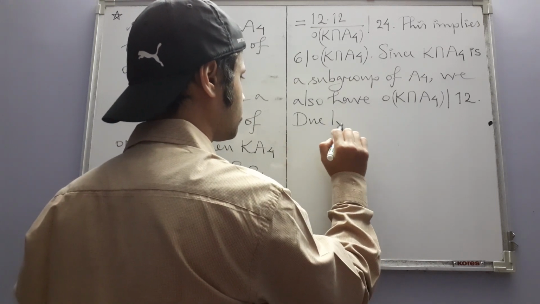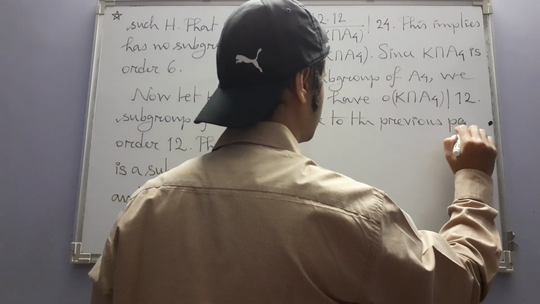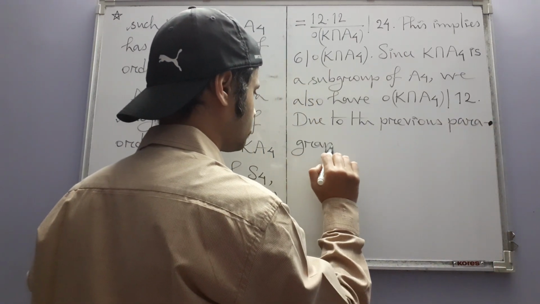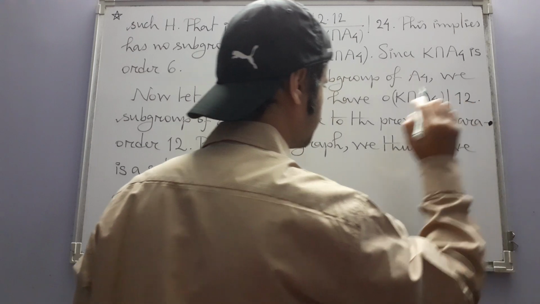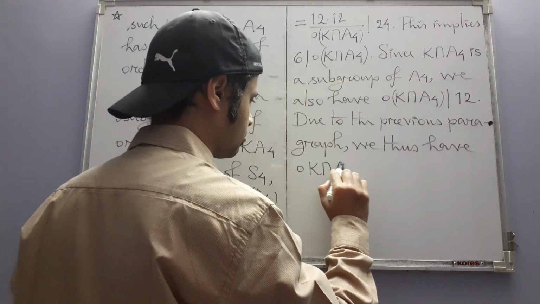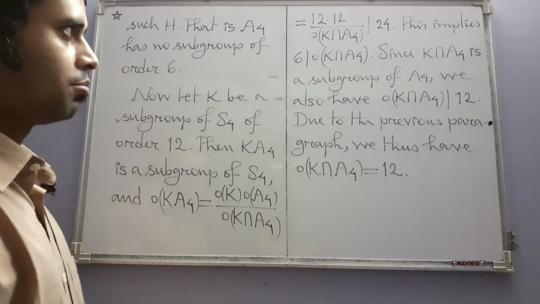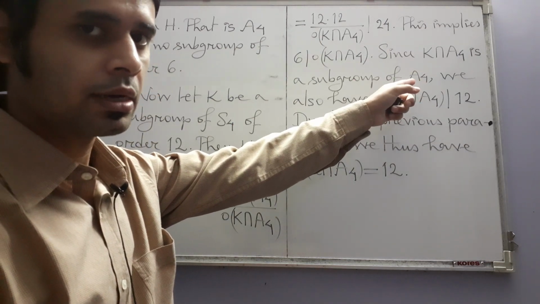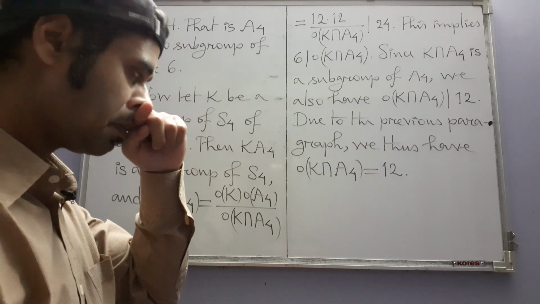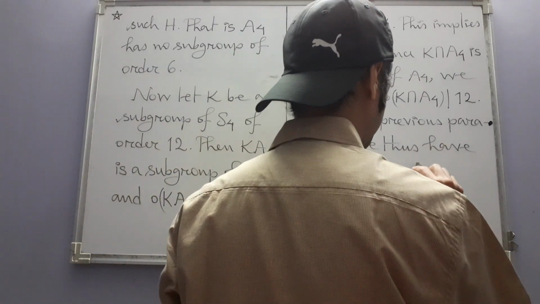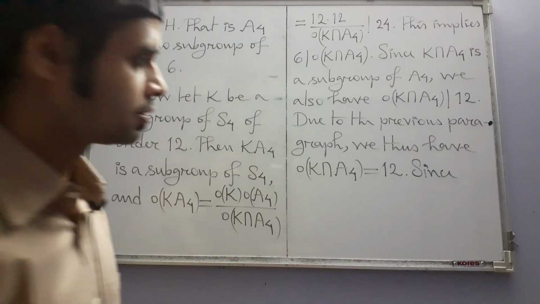Due to the previous paragraph, we thus have this equal to 12. But this is a subgroup of A4. So it's a subset of A4, and yet it has the same number of elements as A4. So it must be equal to A4, since it's obvious.